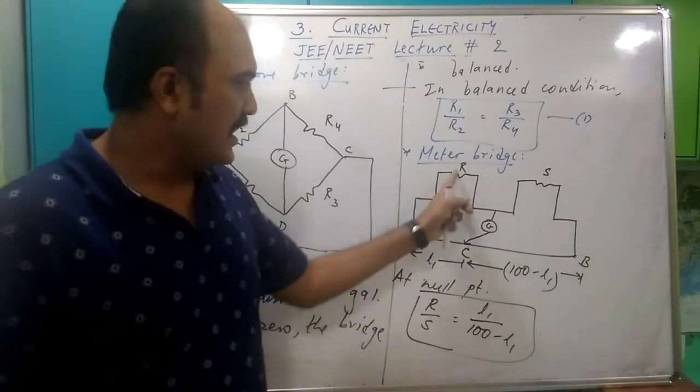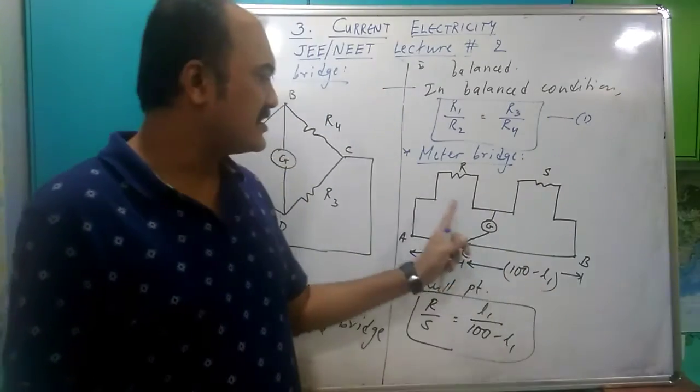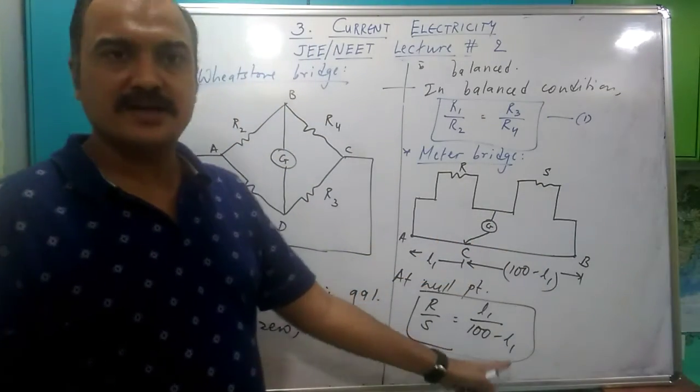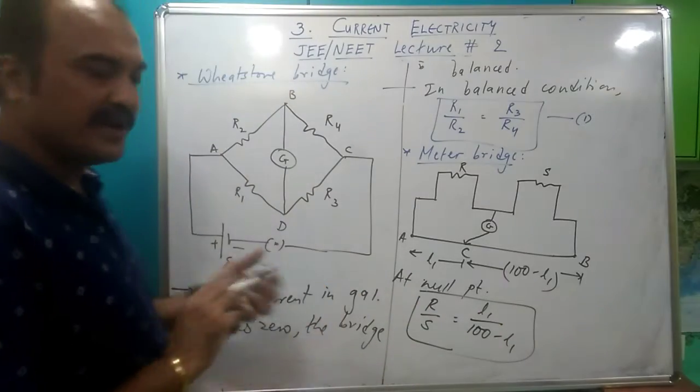So R by S is this resistance by this resistance. This much is L1, this is 100 minus L1. So this is the Wheatstone bridge or meter bridge for you.